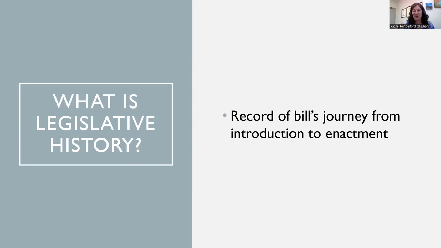So what is legislative history? This can refer to a whole bunch of different things, but for today's purposes, we're talking specifically in the context of statutory interpretation. For purposes of Oregon's very specific methodology on how we interpret statutes, the courts will look at text, context, and legislative history. And so for that purpose, legislative history means the record of how this bill made its way through the legislative process from when it was first introduced to when it was enacted into law.